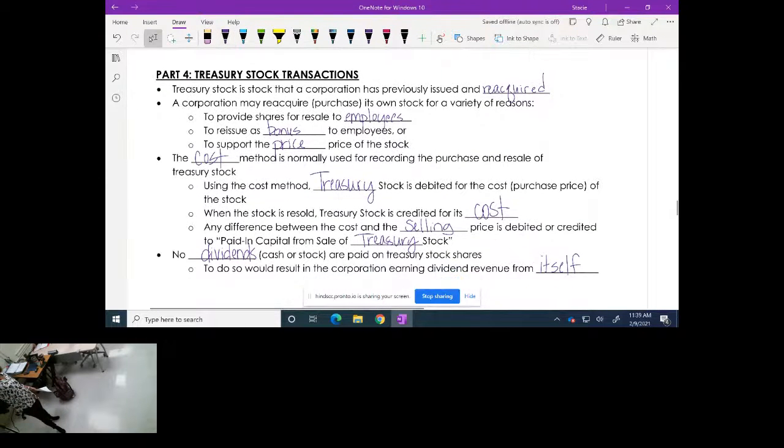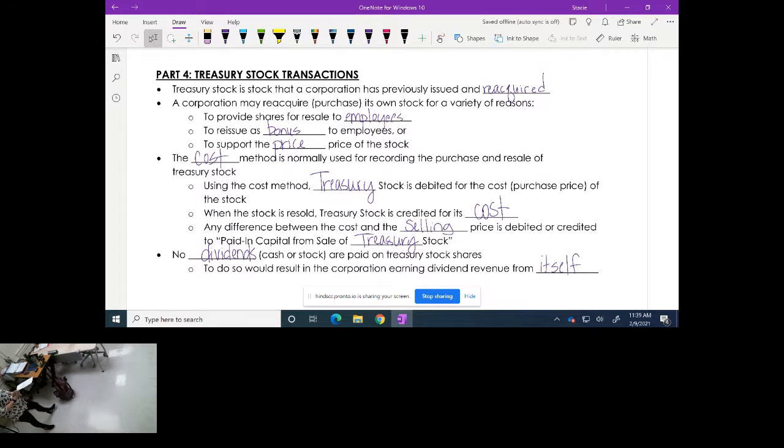Let's just go through this real quick. That'll save you some time. Treasury stock is stock the corporation has previously issued to shareholders, but they have bought them back. So that's what reacquired means. They have turned around and purchased them back. Now, they have to pay the same price that anybody else does when they buy them back. They don't get a bargain on them or anything.